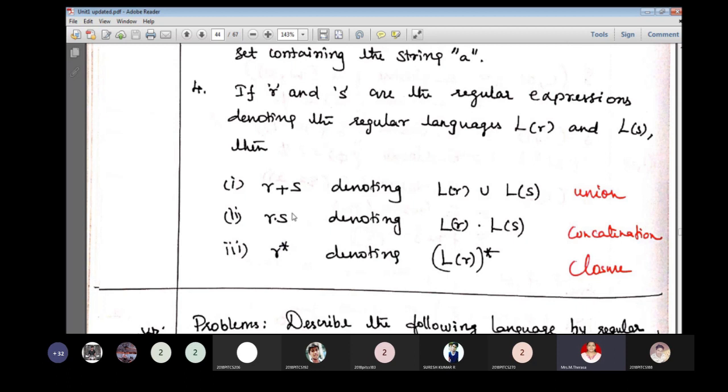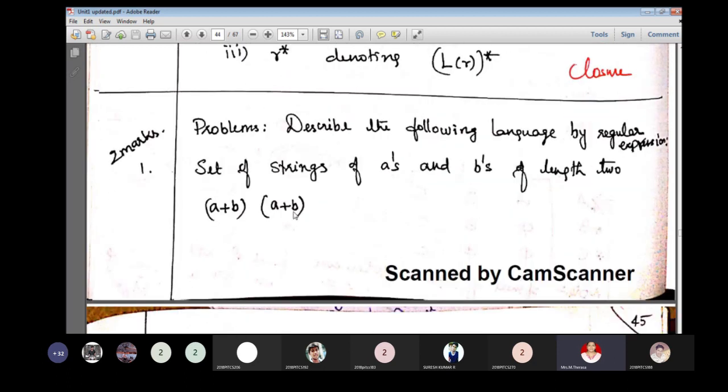Next, we'll write regular expressions for given regular languages. Number one, set of strings of a's and b's of length 2. Here you are going to generate a set of strings whose length is 2, I mean aa, ab, ba, bb. This is the regular expression used: (a plus b) concatenated with (a plus b). What does it mean? In the first position you may have either a or b, and in the second position you may have either a or b. Here the plus is the OR operator.